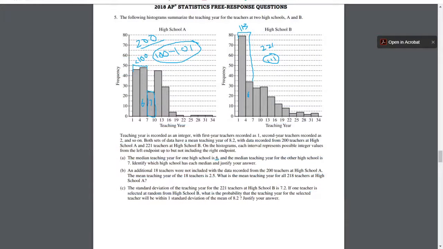Part B: an additional 18 teachers were not included with the data recorded from the 200 teachers at high school A. The mean teaching year of those 18 teachers is 2.5. What is the mean teaching year for all 218 teachers at high school A? All right, so mean, add up all the values, divide by how many there are. But that also means if you take how many there are times the mean, you'll get the total. And that's what we're going to use here.